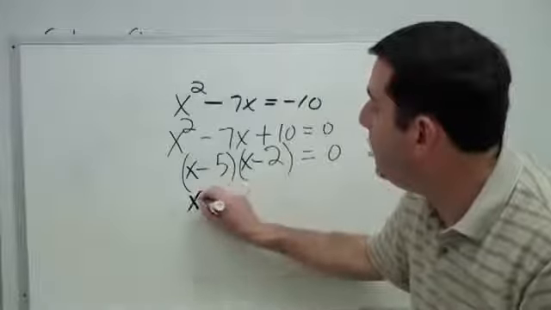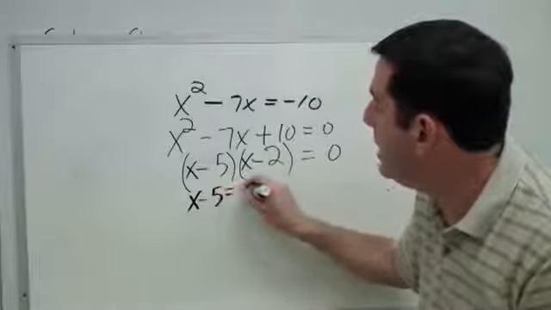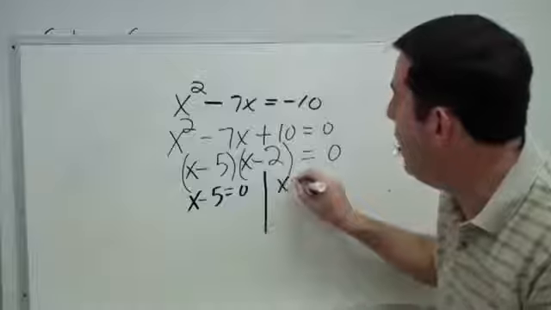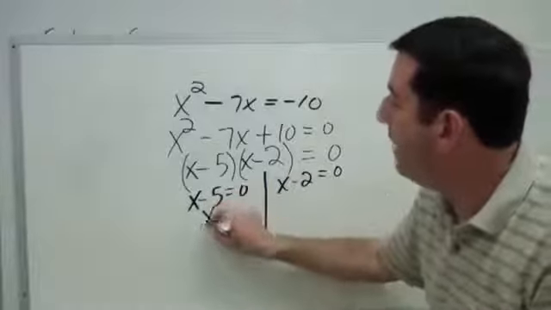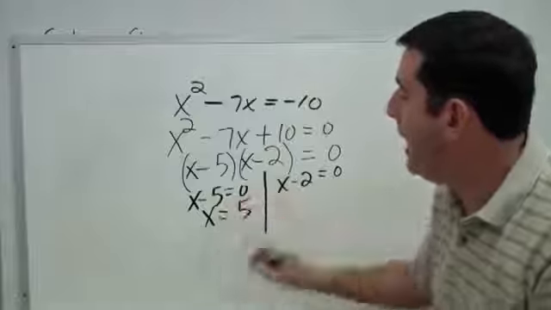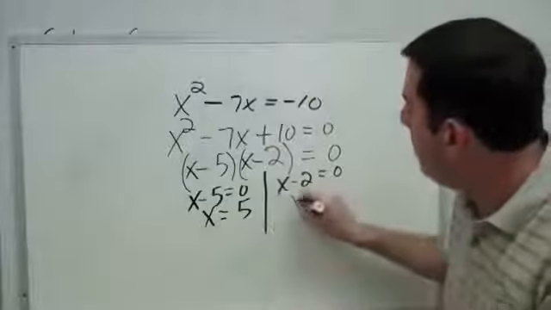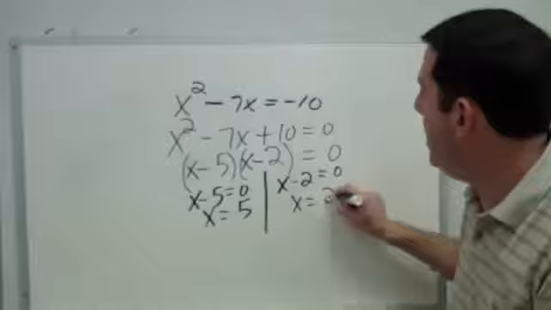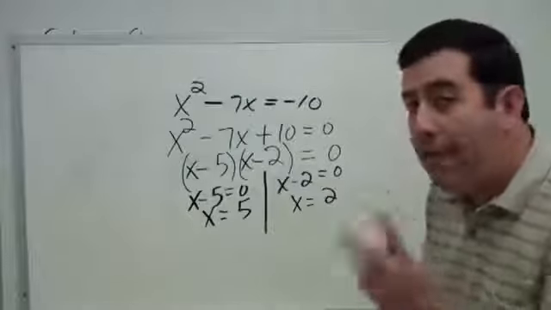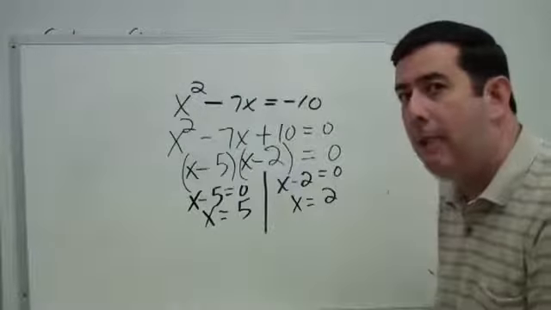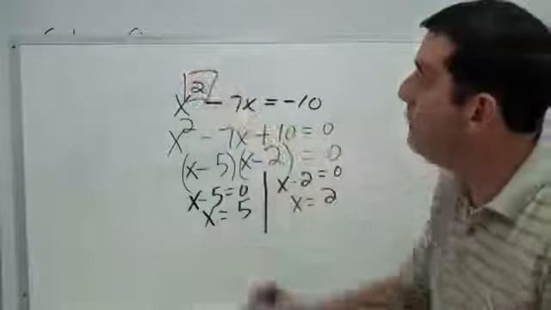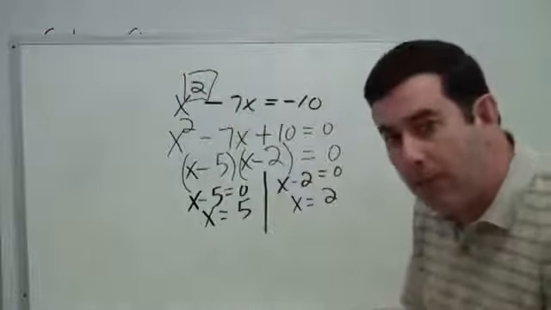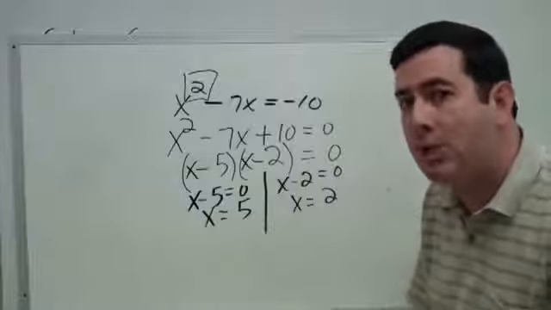Now take the factors and individually set them equal to 0 to be able to get to our solutions. Moving the 5 across, one of the answers is 5. Moving the 2 across, the other answer is 2. I've got 2 solutions. How many solutions? There are 2.